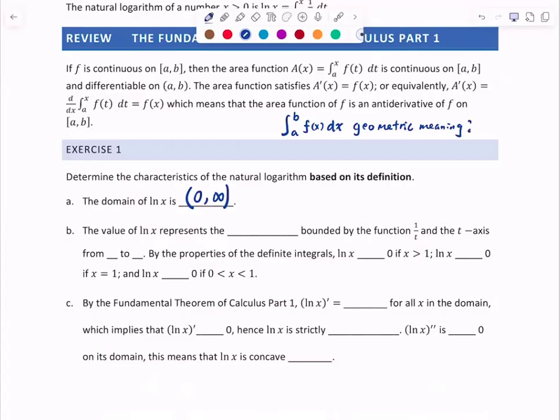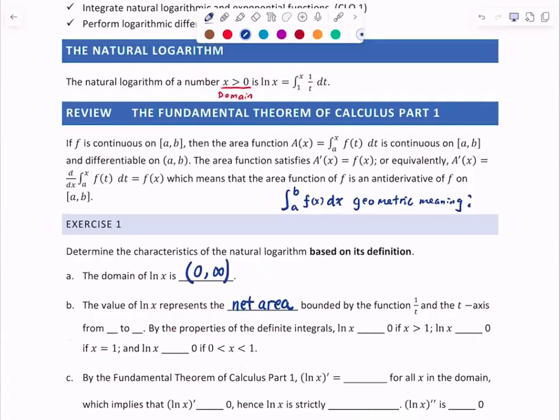Right, for a definite integral, the answer is a number. What does that number represent? Area under the curve. Close. Not just the area, but what area in the net. Okay, net area. So based on the definition, ln of x represents the net area bounded by this function 1 over t and the t-axis from, okay, so the lower limit for that is 1. So that means from 1 to x, the stopping point.